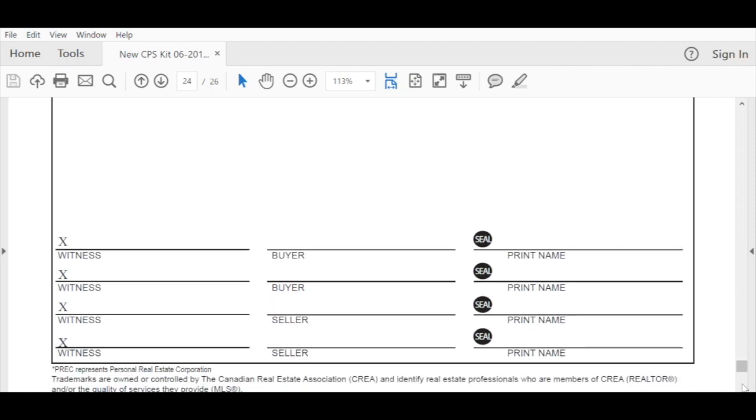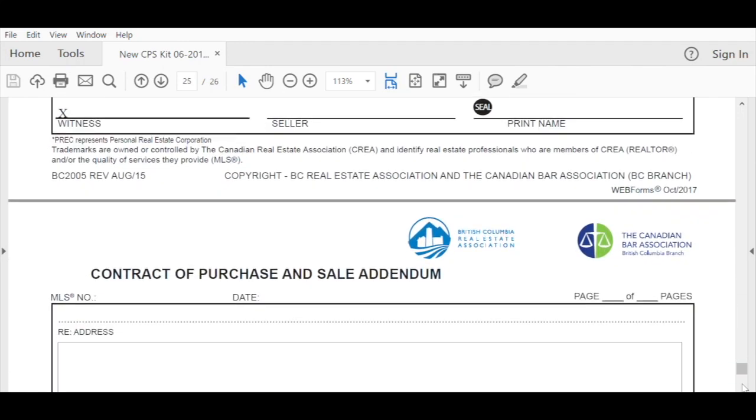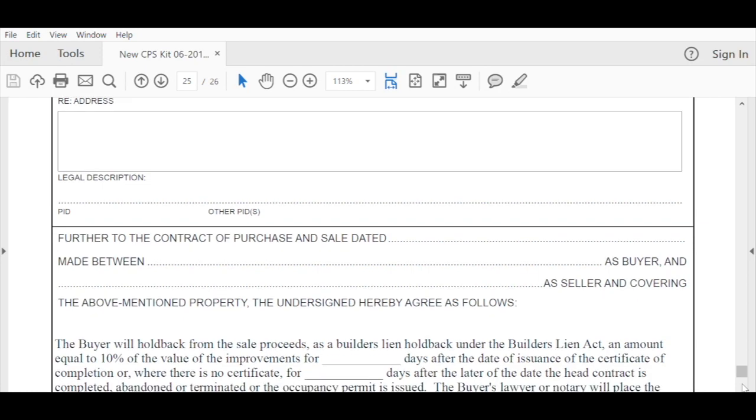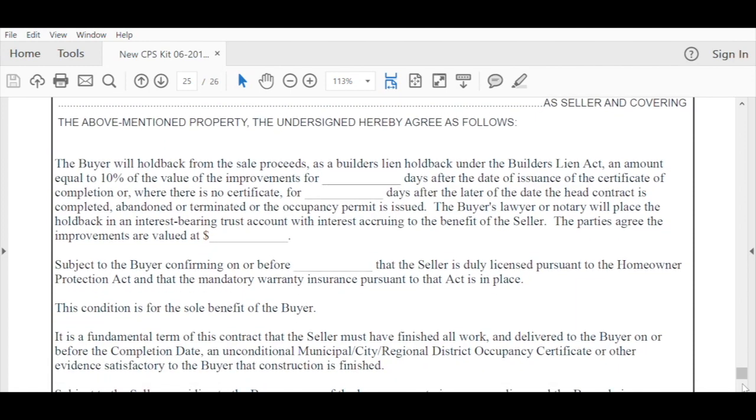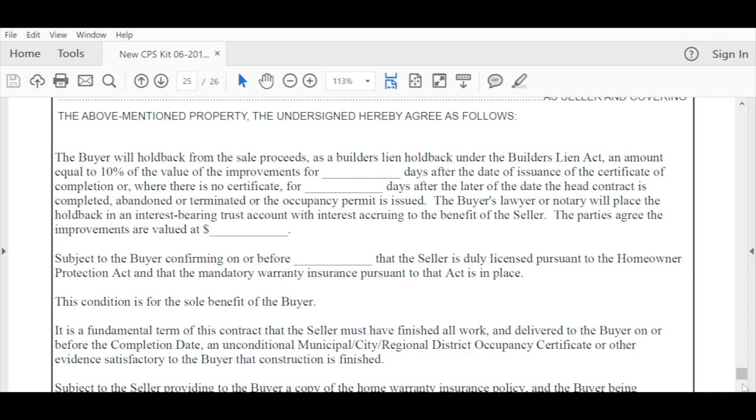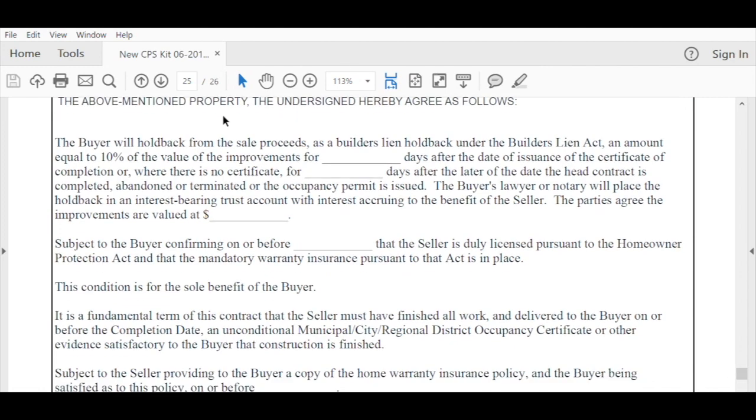The next addendum is for new construction. If you happen to work for the buyer to buy a brand new property, whether it's a single family home or apartment unit, you should put this addendum in place. So it starts with the buyer will hold back from the sales proceeds the builder's lien holdback under the Builder's Lien Act, amounting to 10% of the value of the improvement for 51 days after the day of issuing a certificate of completion, or where there is no certificate, maybe another 51 days.